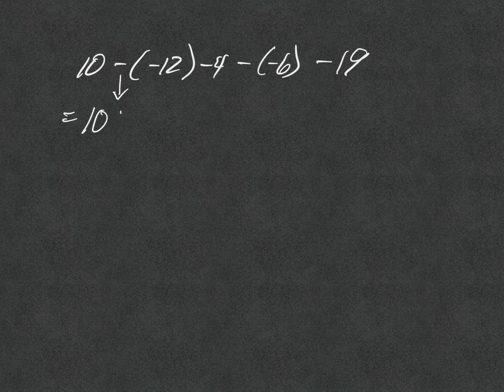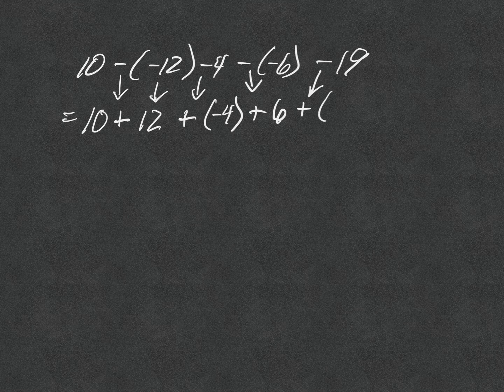This subtraction becomes addition. This -12 becomes add the opposite. This subtraction becomes addition, and I add the opposite. This subtraction becomes addition, and I take the opposite, so I add 6. And this subtraction becomes addition, and I take the opposite, -19. So now the whole problem's an addition problem.